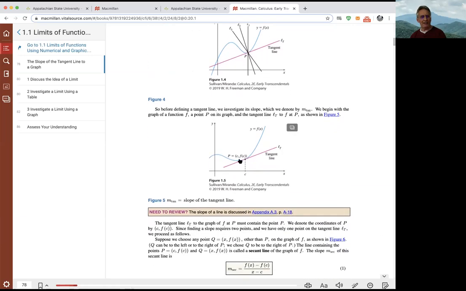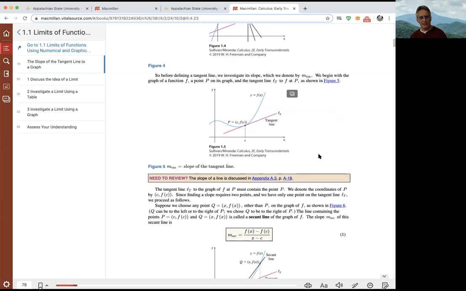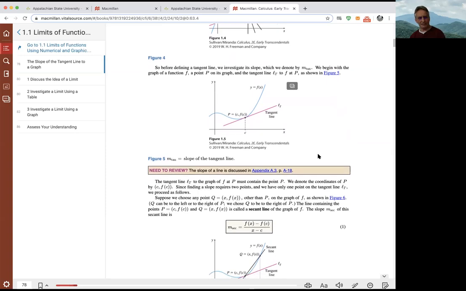So we want to find out the slope of this line, let's say. We'll talk about the tangent line in just a second. But the slope is discussed in the appendix of the book. You can click on books in the top right corner a little later.